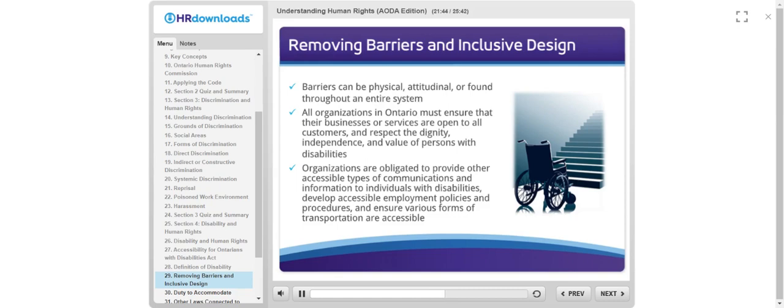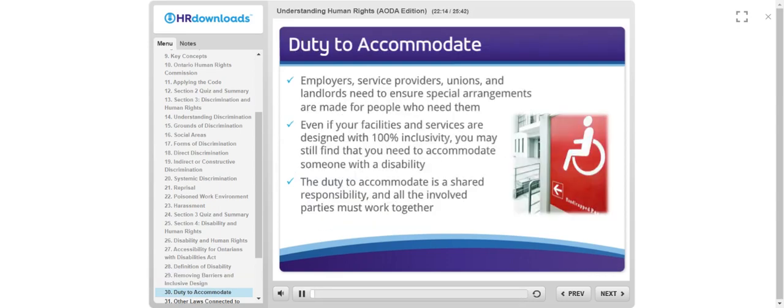The other standards in the IASR obligate organizations to provide other accessible types of communications and information to individuals with disabilities, develop accessible employment policies and procedures, and ensure various forms of transportation are accessible. Dependent on the size of the organization, additional requirements for the provision of accessible formats, establishment of accessibility policies and procedures, and provision of training within their workplaces may apply. As we mentioned earlier in our training, the Code protects individuals from discrimination in a number of areas.